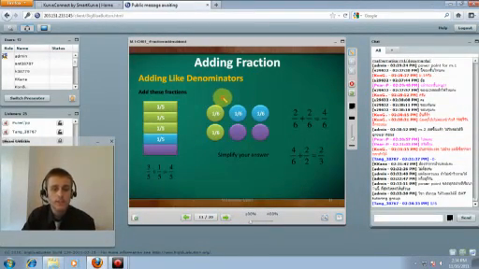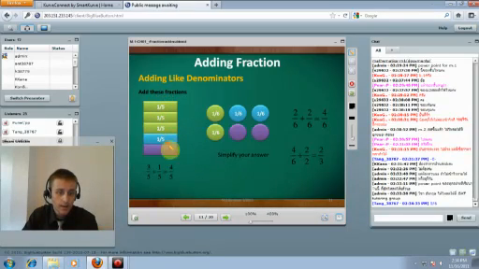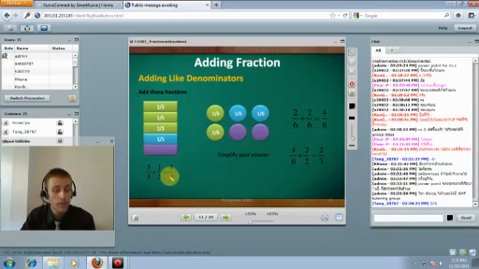Now, adding fractions. Adding like denominators again. Here are more examples. On this top one, there are 5 pieces. 3 of them are green. We have 3 over 5. 3/5, plus 1 over 5 for the blue one. You keep the denominator the same. You only add the numerators. So 3 over 5 plus 1 over 5 equals 4 over 5.